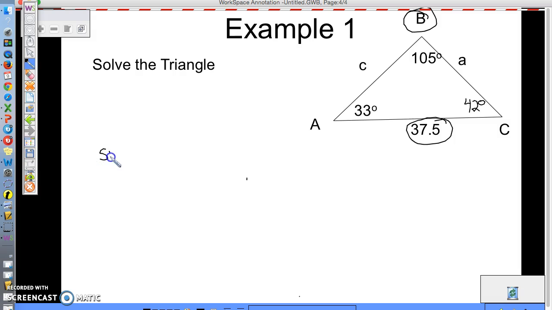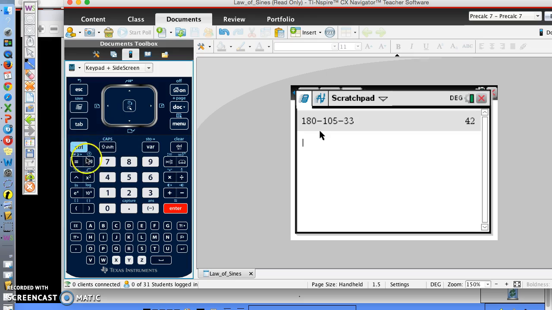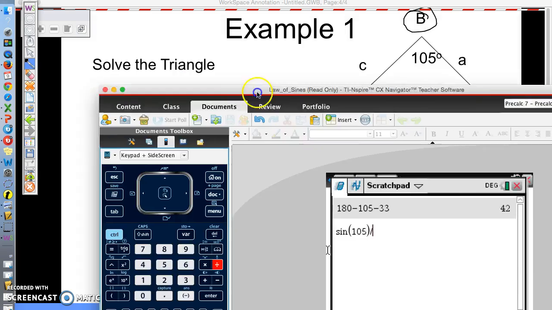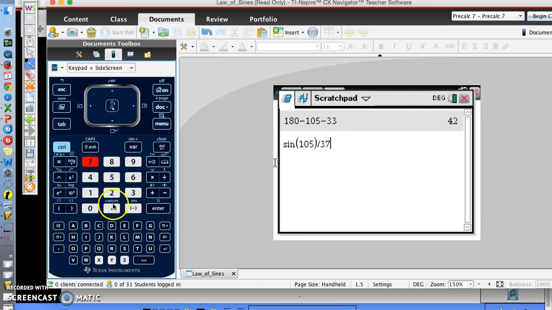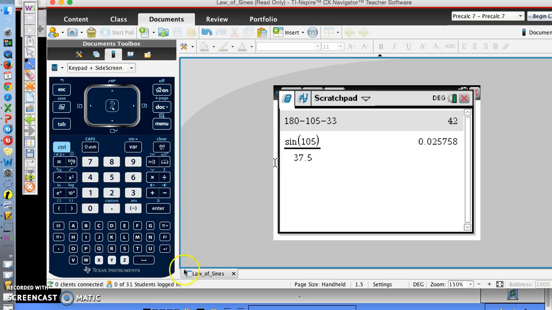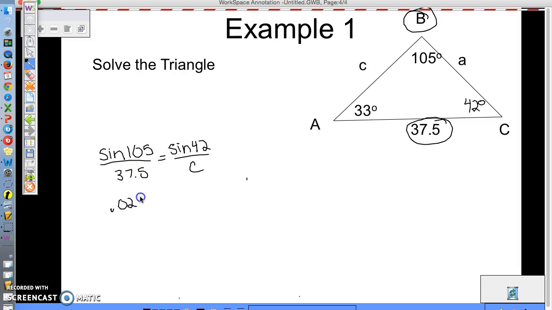So setting this up, we know it's the sine of 105 over 37.5 equals the sine of 42 over little c. And so what do we have on this side? We have the sine of 105 divided by 37.5. So we have 0.0258 equals the sine of 42 over c, little c, side c, and now we solve this.